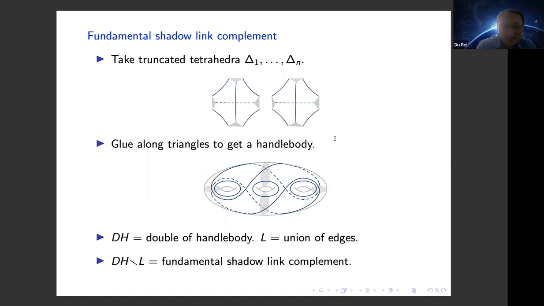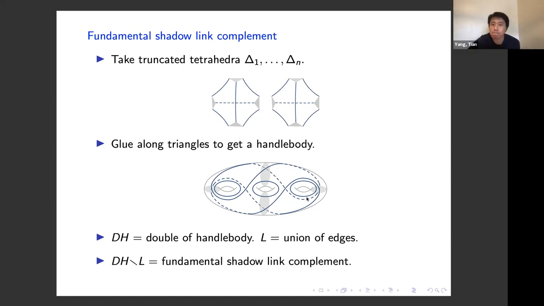So where's the shadow link then? Those curves come from the union of these edges of the tetrahedron. In this case, this half comes from one tetrahedron, and the other half comes from the other one. So if you take the union, you really get this curve. I see. And I have to take L being this union of edges.